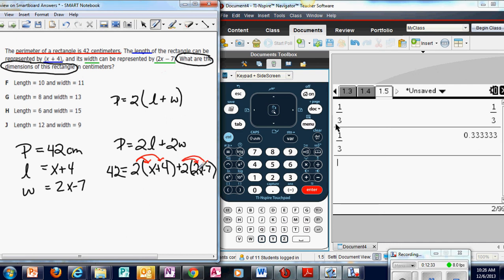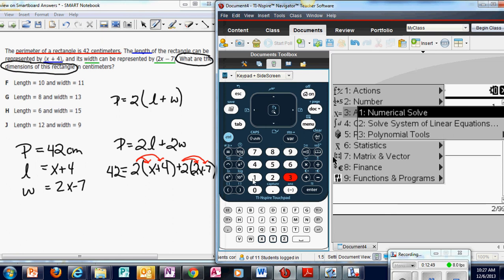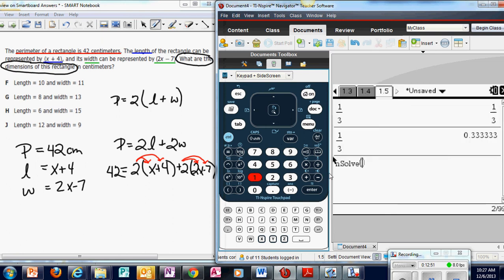I could do the same there, but again, this is about the calculator. Let's let that calculator work for us. I need a calculator page, which I already have up. I'm going to utilize NSolve. So I want menu, algebra, which is 3, and numerical solve, which is 1.